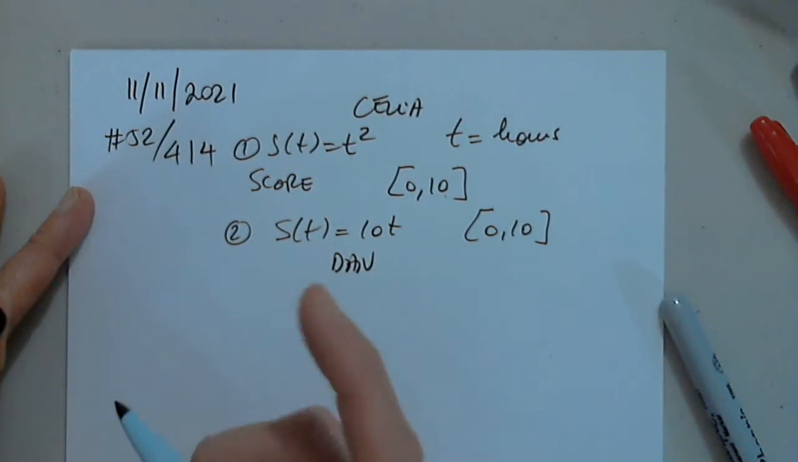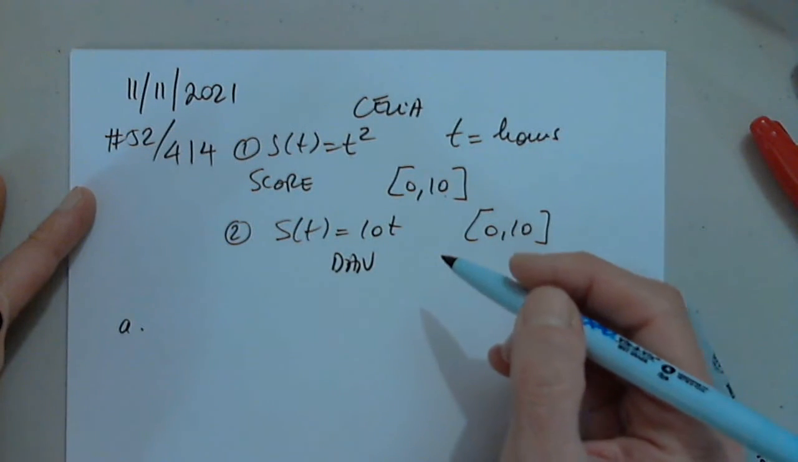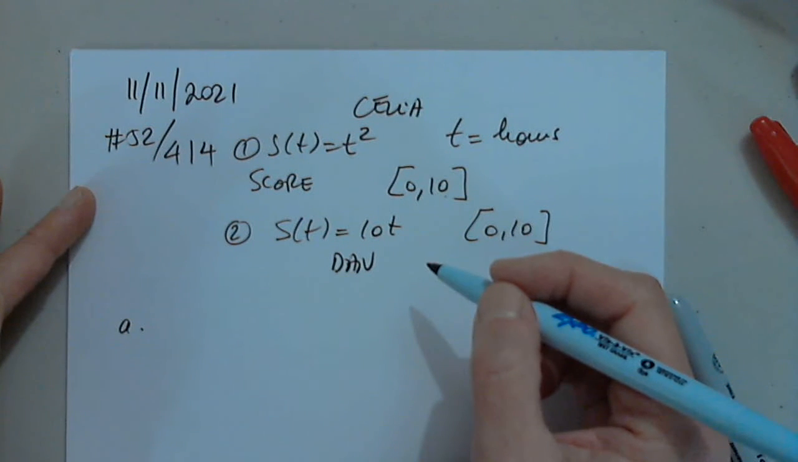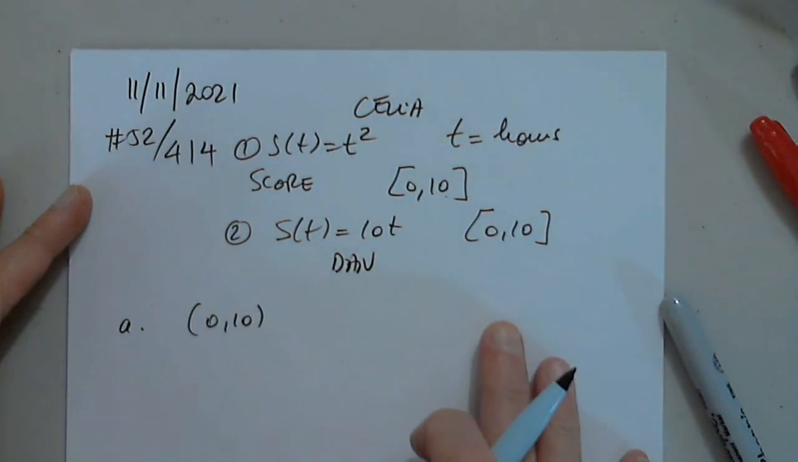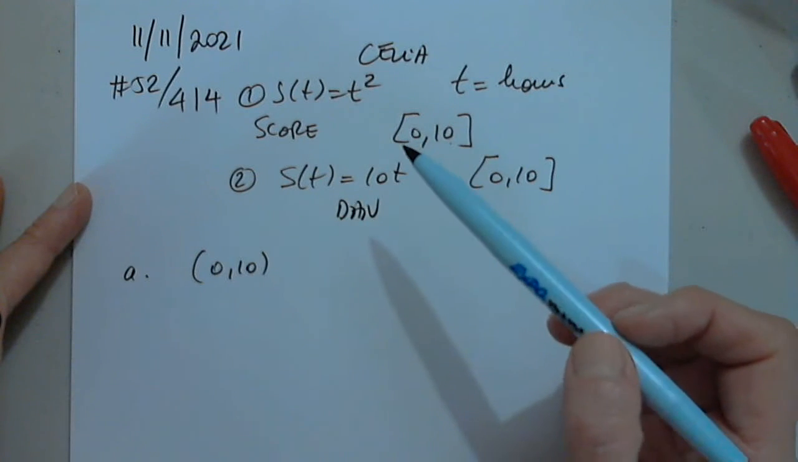Let's take a look at part A. It says one more time, for 0 to 10, who will have the higher test score? That's the score after t hours of studying, and 0 to 10. So we are looking at 0 to 10. Very good question.